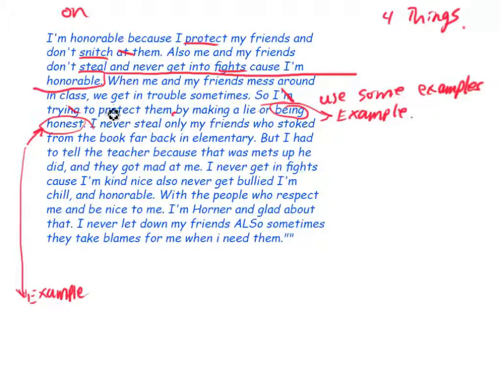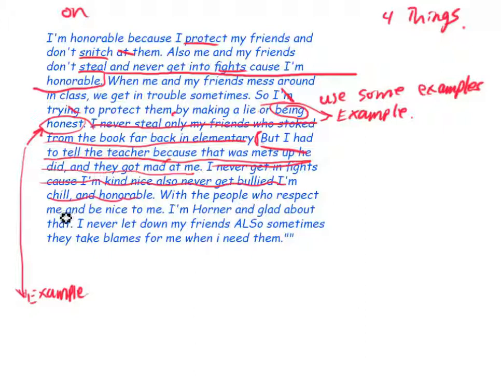Okay, I never steal. Get rid of this. Okay, because you need to prove that you protect your friends and that you don't snitch on them. But I had to tell the teacher. Okay, so you can develop this idea about you, but okay, I don't snitch, but then you tell when you did snitch. Because it was messed up. Doesn't matter. You're still not proving the fact that you don't snitch. So get rid of that. I never get into fights. We're getting rid of that because you can't prove all this in one thing.